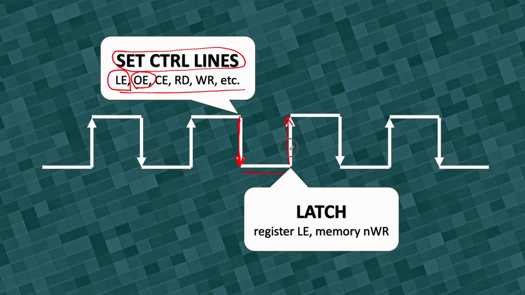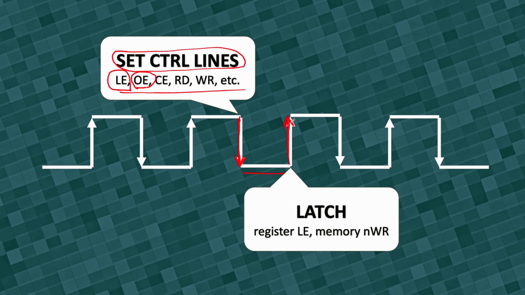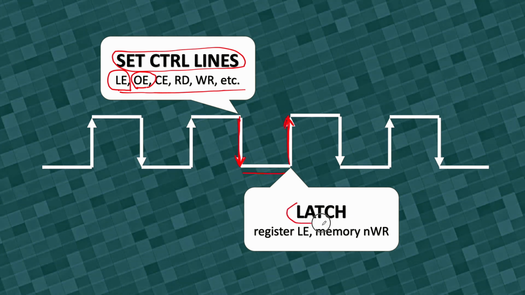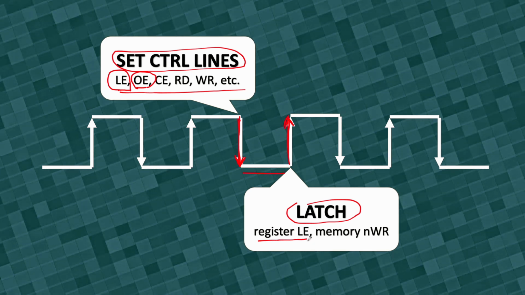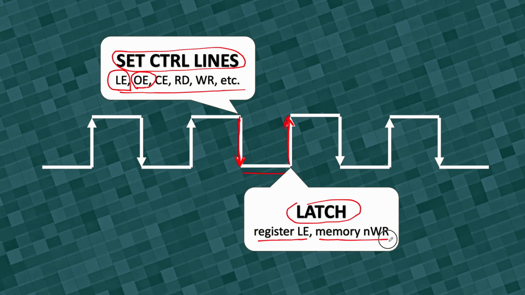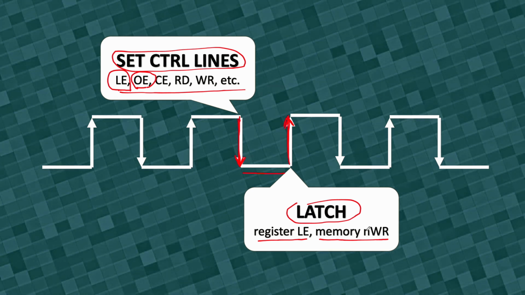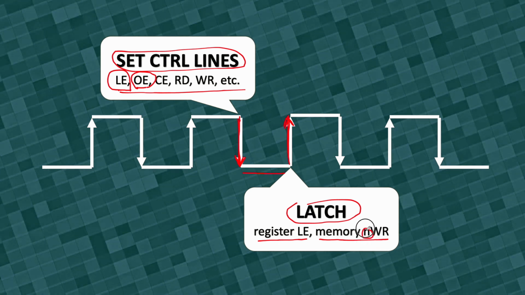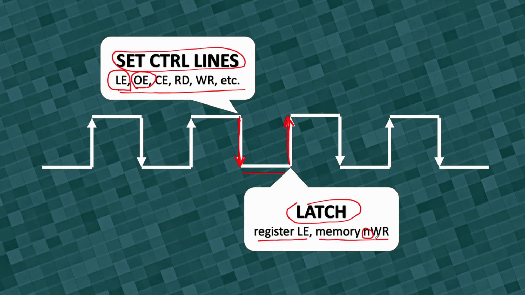And on the rising edge, with the control lines already set for half a cycle and everything stabilized, now we will actually latch. We will latch it in the registers in which load enable was activated, or we will latch it in memory with the write strobe, which is active low. That's why this N of negative here. So that's the idea of a two-phase clock.